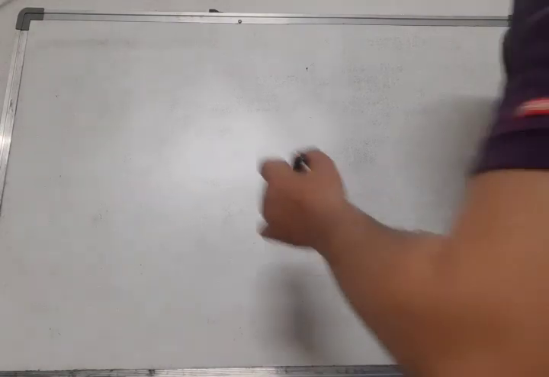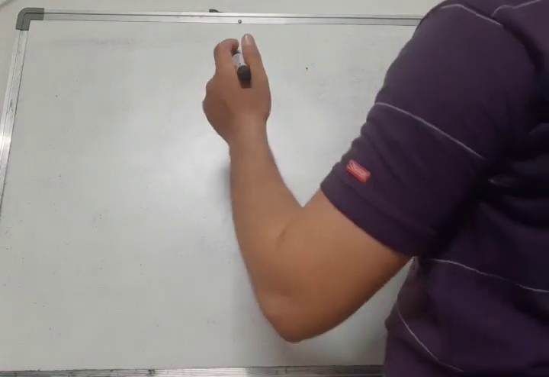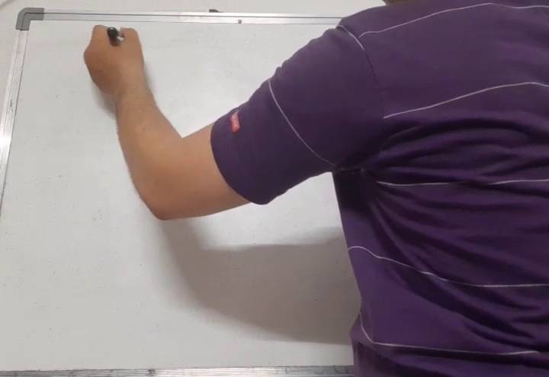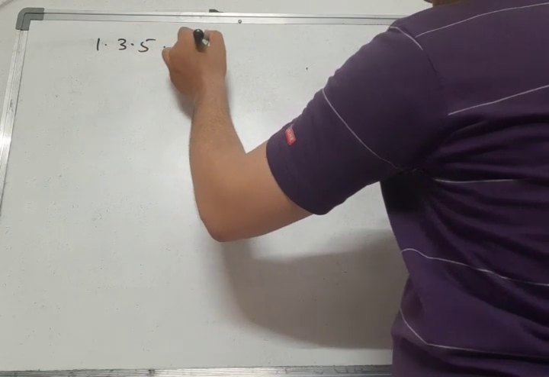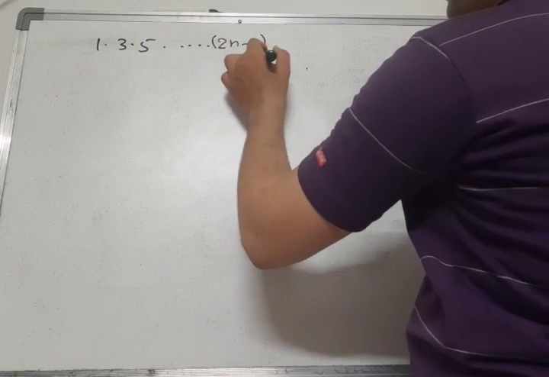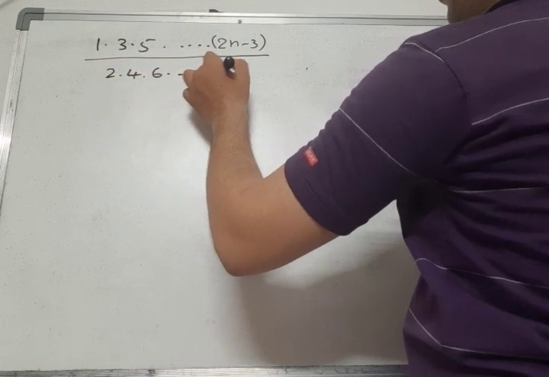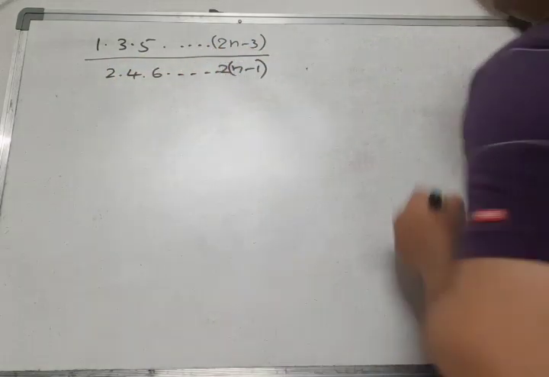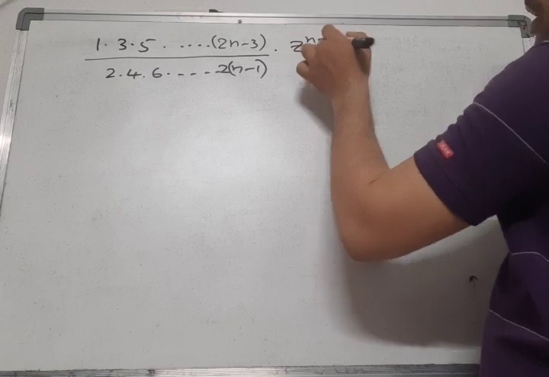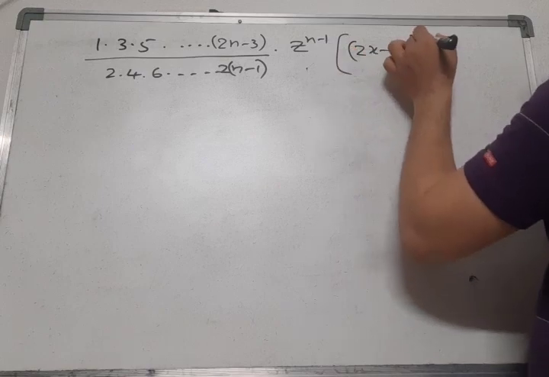Next, now we are taking the n minus 1th term. In this n minus 1th term, we are going to find out the coefficient of z power n. Right? So first of all, write down the n minus 1th term. What is there actually? The n minus 1th term is 1 into 3 into 5 into so on up to 2n minus 3, divided by 2 into 4 into 6 into so on up to 2 of n minus 1, into z to the power of n minus 1 into (2x minus z) whole to the power of n minus 1.